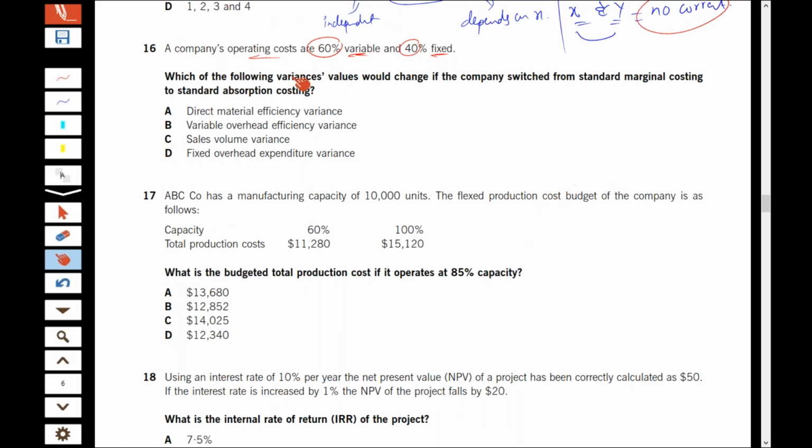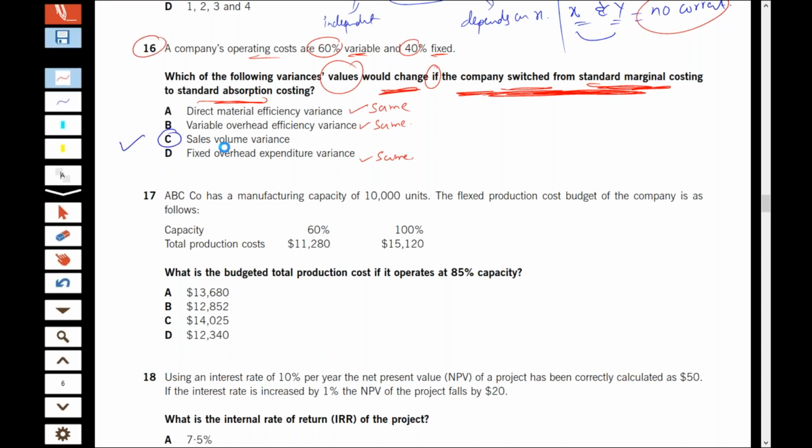Okay, students. Now, question number 16. A company's operating cost is 60% variable and 40% fixed. Which of the following variance values would change if the company switches from standard marginal costing to standard absorption costing? The answer is: material price variance will remain the same, variable overhead remains the same, fixed overhead expenditure will remain the same. The only thing which will change is option C, and that is why option C.